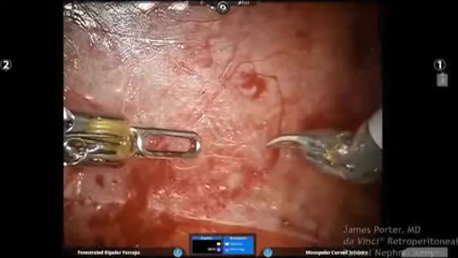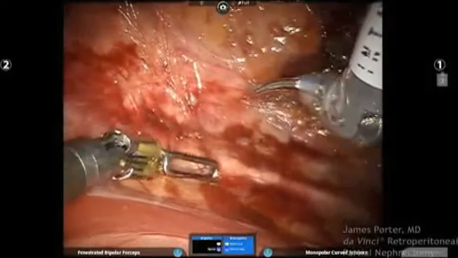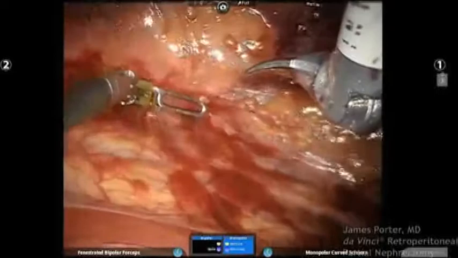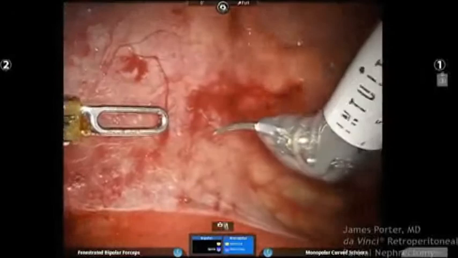We're going to know where that cut edge is because that's going to help us stay inside and on the kidney. So down below, we can see the vena cava. We can see one of her ureters, and here's her gonadal vein over here. So we're going to try and stay away from this stuff because one of the things we try to avoid with retroperitoneal surgery is making an inadvertent communication with the peritoneum.